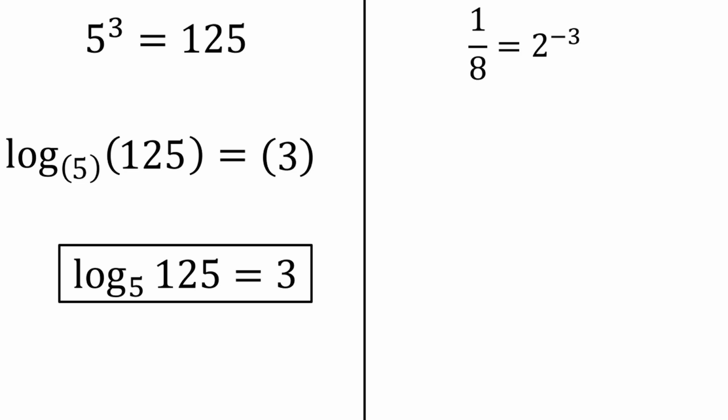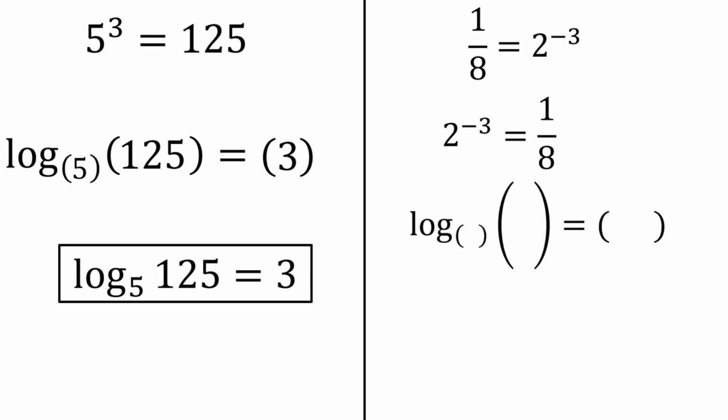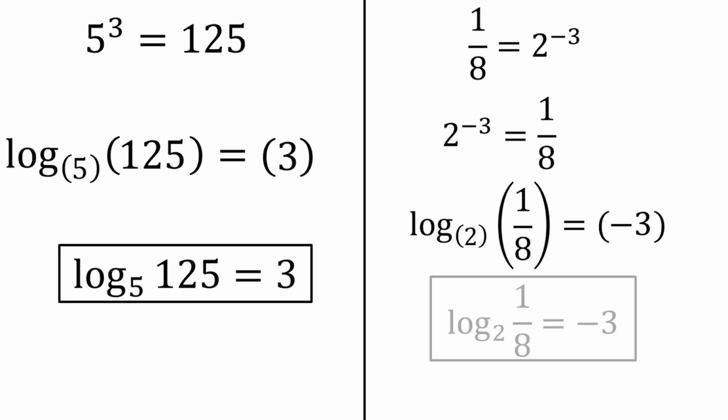For example, take 1/8 is equal to 2 to the negative third. If you have this, you should rewrite the equation so that it is in the order that we've been discussing, which is 2 to the negative third is equal to 1/8. We want to rewrite this as log base blank of blank equals blank. Left, right, and center is all you need. The left number is 2, so the base is 2. The right number is 1/8, so we have 1/8. And the center number is negative 3, so we have negative 3 as the answer. 2 to the negative third is equal to 1/8 is the same thing as log base 2 of 1/8 is equal to negative 3.